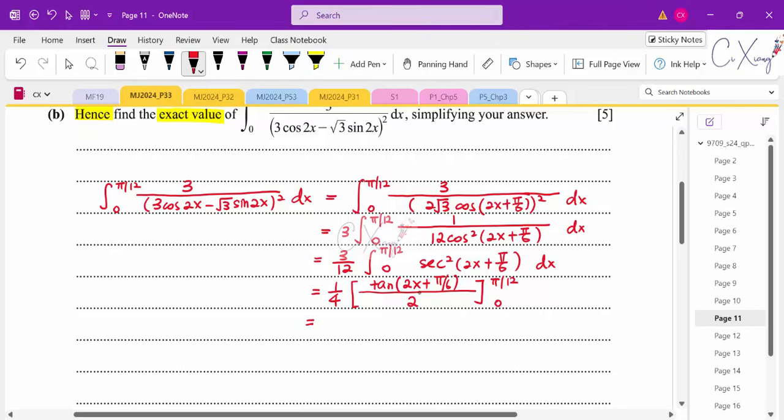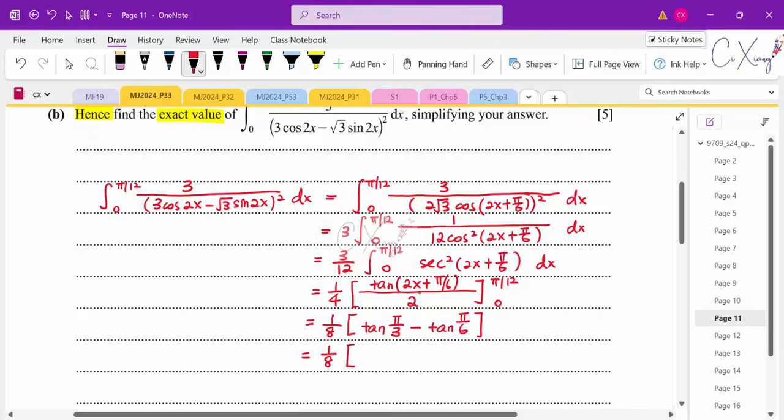Then again, before I substitute in the value, I prefer to take out all the constants first. So I take out the 2, become 1 over 8. Substitute pi over 12 inside my calculation here. Pi over 12 times 2, I get pi over 6. Pi over 6 plus pi over 6, you get pi over 3. Okay, then minus, substitute 0 inside, you'll be having tangent pi over 6. Okay, then substitute the value in and you can simplify and get the answer.